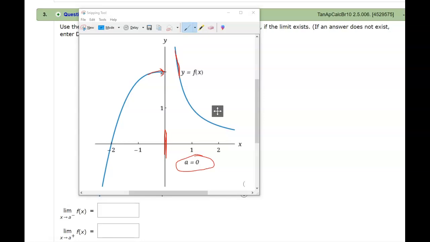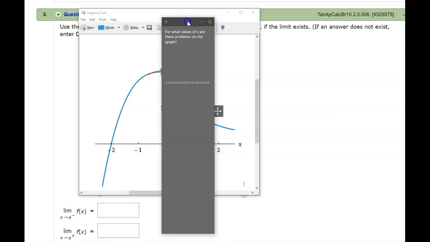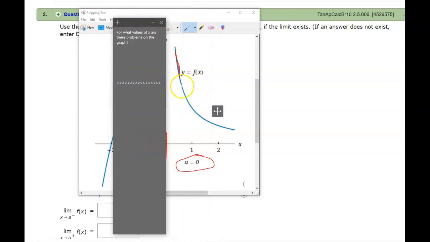So if it says A minus, that means I'm not even interested in what's going on to the plus side. If it says A plus, I'm not interested in what's going on to the minus side. So I'm just interested in what's happening close to 0. So this is around 0 on this piece of the graph. So as x approaches A from the right, it would take me to positive infinity.